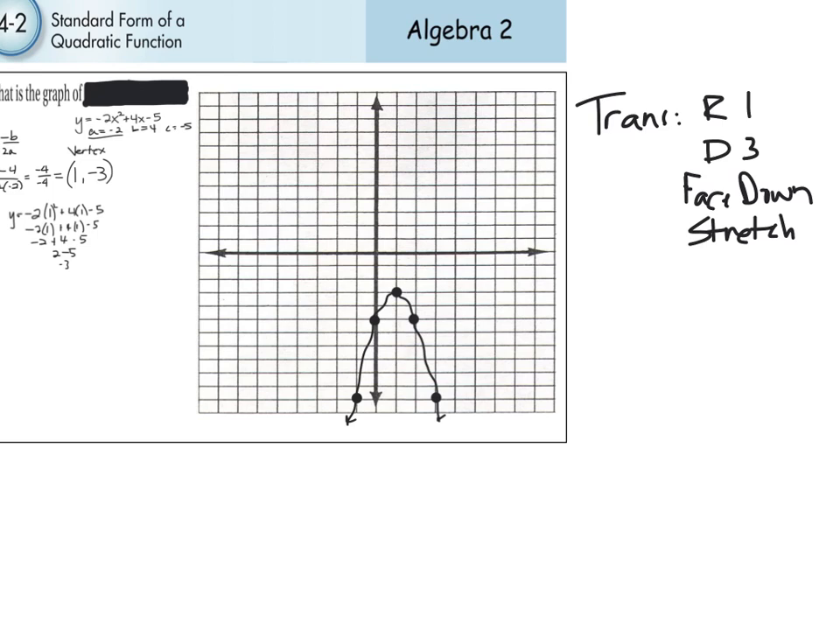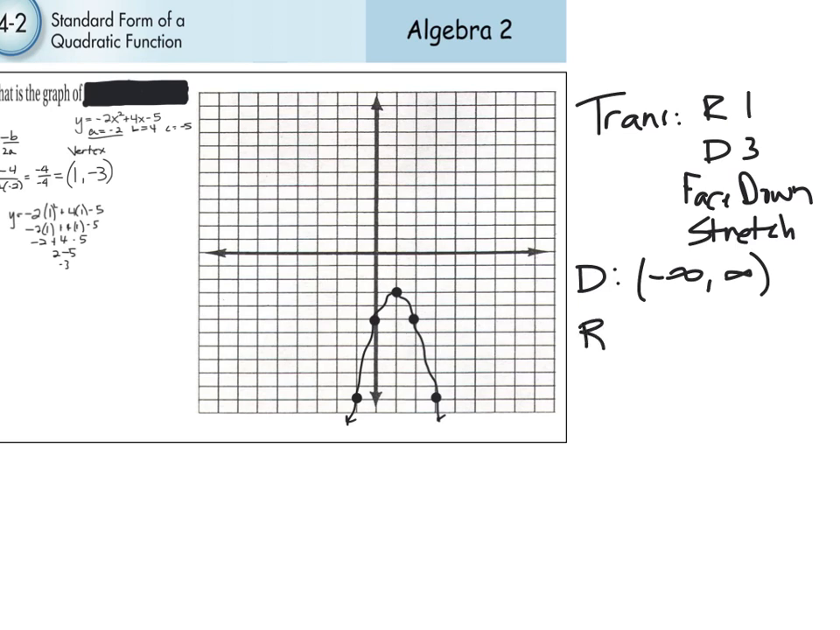Okay, domain. Again, domain is negative infinity to positive infinity, from left to right. You guys are going to find out, the more you do this, that a lot of times the domain is always going to be negative infinity to positive infinity, because our parabolas are always facing up and down. They'll never be facing right and left.